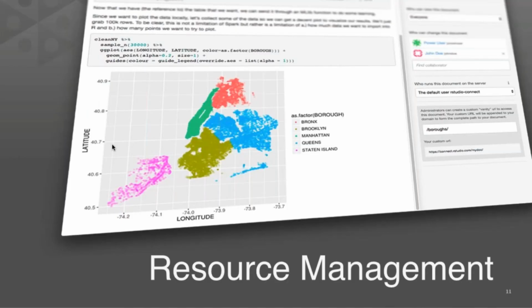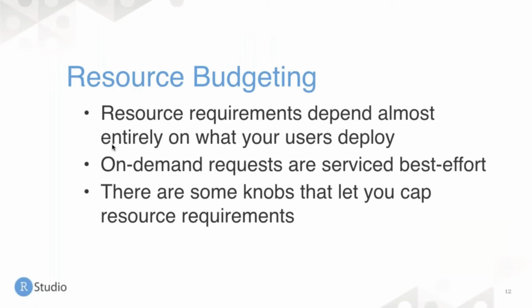And we can transition into resource management now, which is a bit more of a complex topic. One of the most common questions that we get around Connect is the idea of resource budgeting, or how large should my server be? The difficulty in answering this question is that the requirements almost depend entirely on what your users are deploying. So if you just have a couple of simple documents or a couple of simple dashboards that are updated once a day that people are going to access on your Connect server, you could probably get away with running this on something very, very small. Even a Raspberry Pi could probably handle that kind of workload.